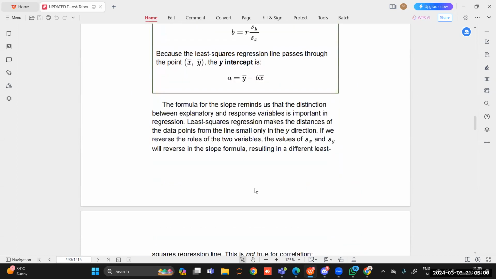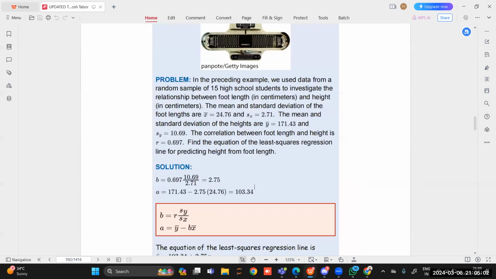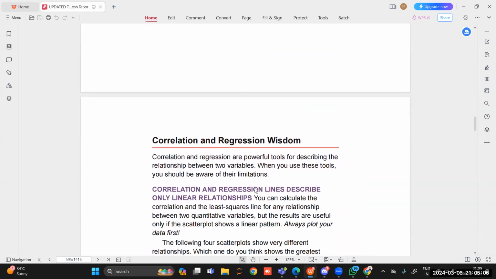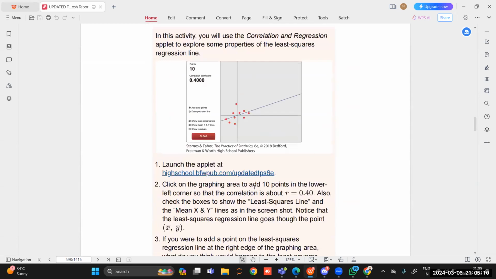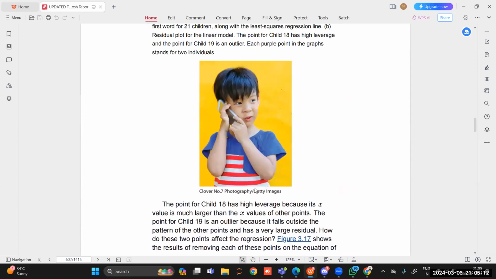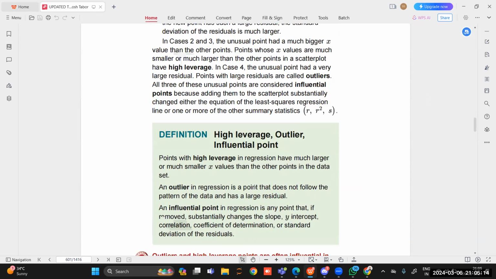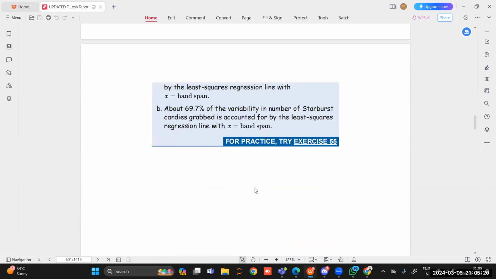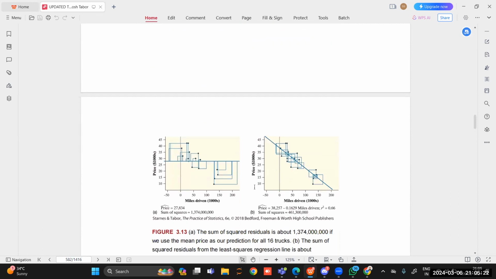Okay, regression to the mean. Okay, there is regression to the mean. Then correlation and regression wisdom. Yes, it's quite important. So there is a definition. Then it is high leverage, outlier, and influential point. Okay, then we come to this. It's an interesting topic. So I think we were on this topic.